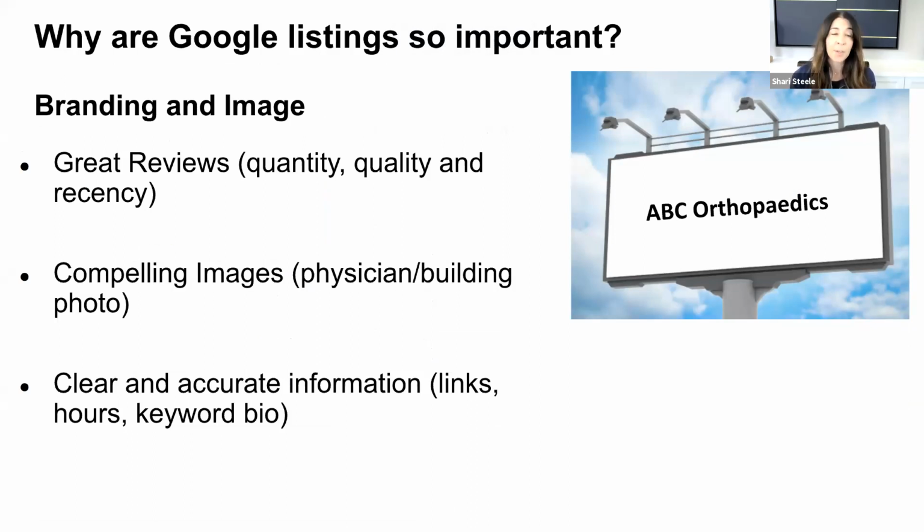Basically, you want to make sure that your listing has great reviews. So we're looking at quantity of reviews, quality of reviews, and the recency of the reviews. It should have compelling images, such as a great picture of your physicians, a great picture of your building, your practice location. And then it also has clear and accurate information, such as links to your website, links to appointments, hours, and it has a bio that has lots of keywords that are going to help in building your SEO, your search engine optimization, as patients look for your listing.